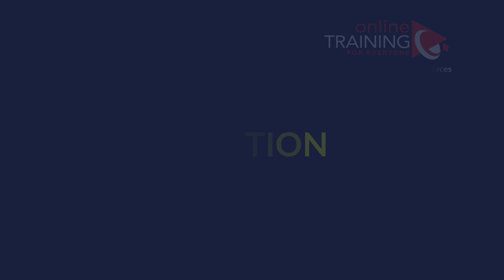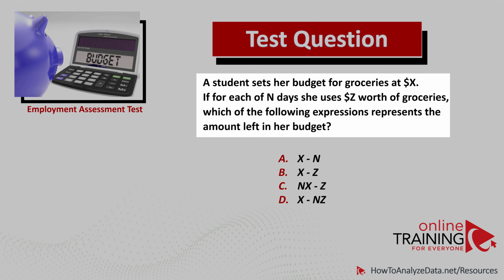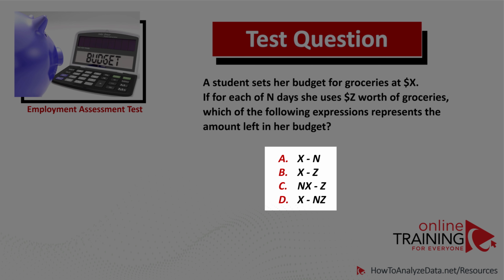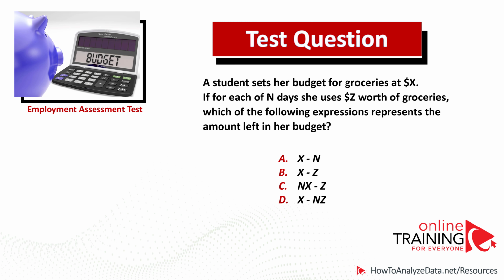Let's look at the budget question you might frequently see as part of employment assessment test. A student sets her budget for groceries at X dollars. If for each of N days she uses Z worth of groceries, which of the following expressions represents amount left in her budget? And you have 4 choices: X minus N, X minus Z, and X minus Z, and then X minus NZ. Do you think you know the answer? Let's see if we can get to the correct answer together.